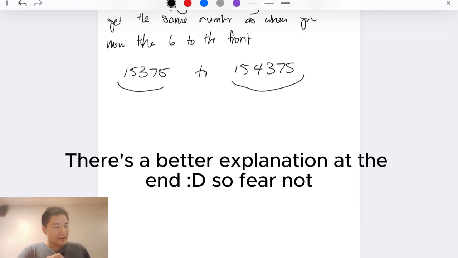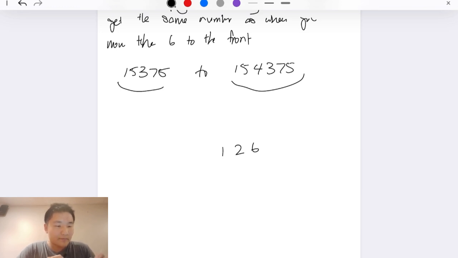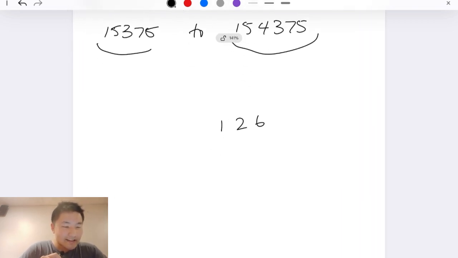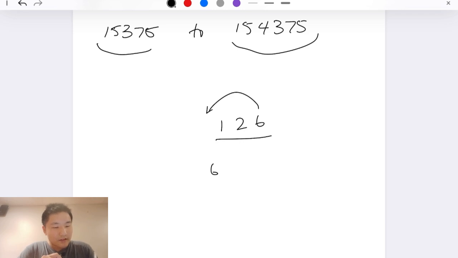Okay, let me see if I can explain this a bit better. So you have the number 156. Man, what was I writing? I don't know how I made sense when I wrote that, but that was what I was thinking at the time. So you have this number, and when this number gets moved to the front, it becomes 612.